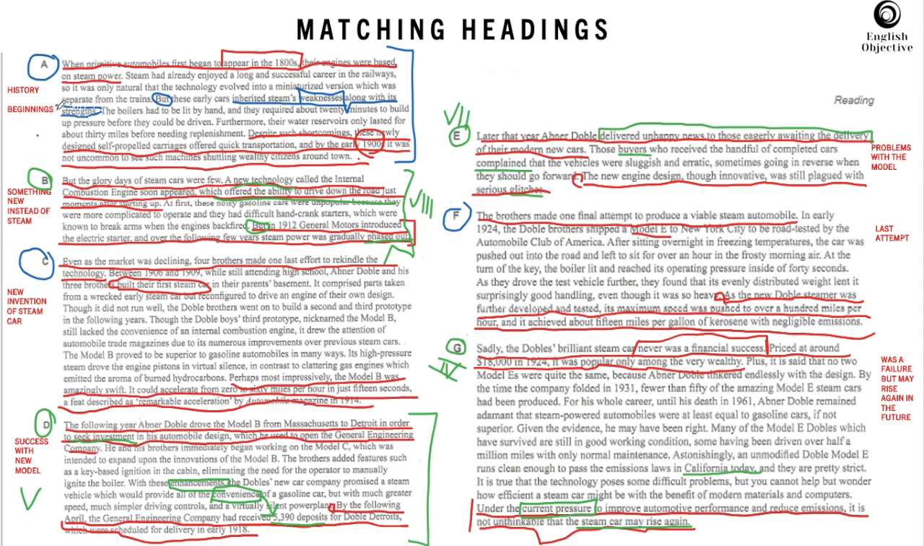So it's not just about the history and the beginning of these steam cars, it's also about the positives and the negative sides of the steam cars. The boilers had to be lit by hand, and they required about 20 minutes to build up pressure before they could be driven. So yeah, that's negative. Furthermore, the water reservoirs only lasted for about 30 miles before needing replenishment. Again, quite negative. Despite such shortcomings, so that's the negative point, these newly designed self-propelled carriages offer quite transportation.